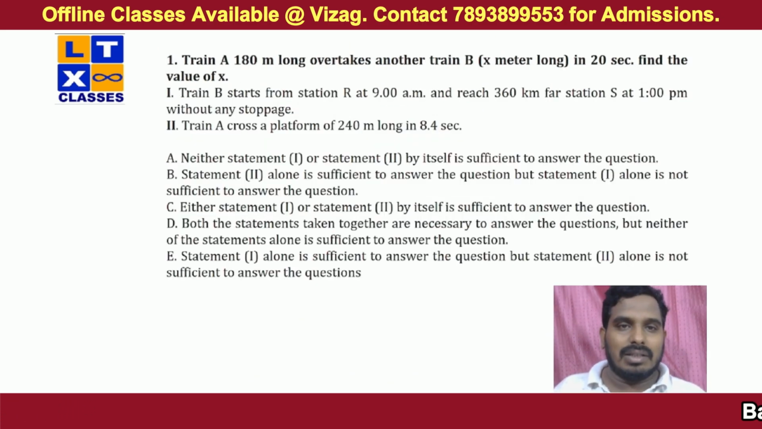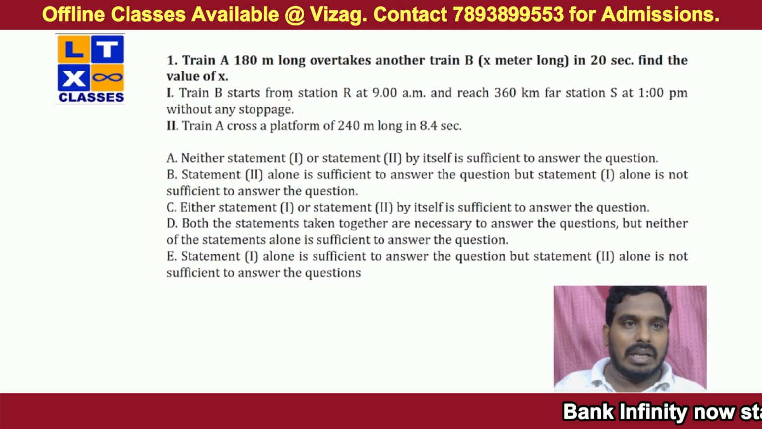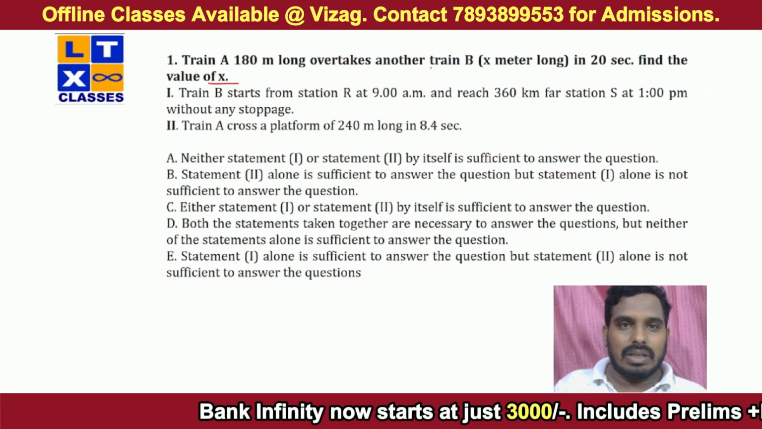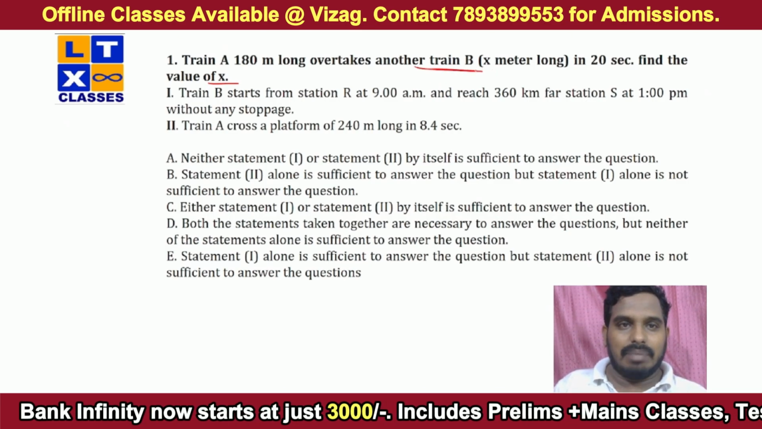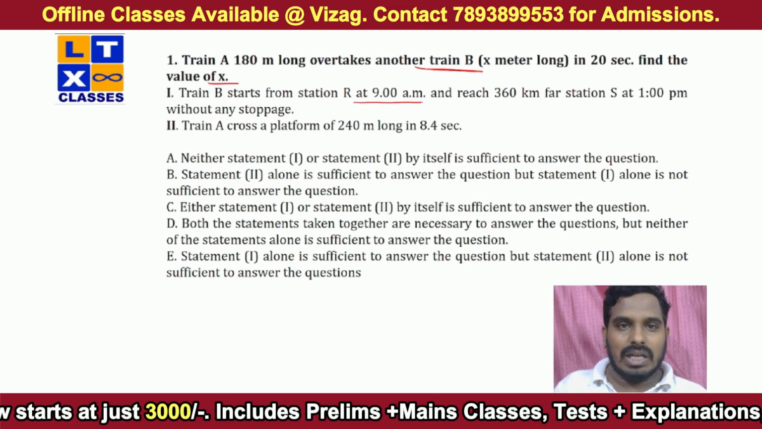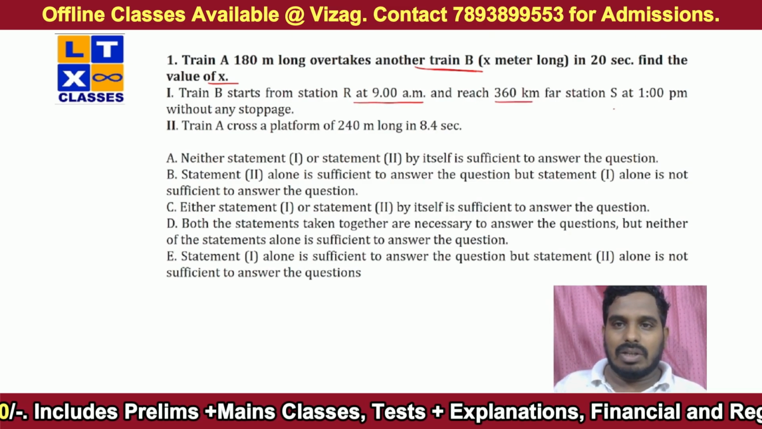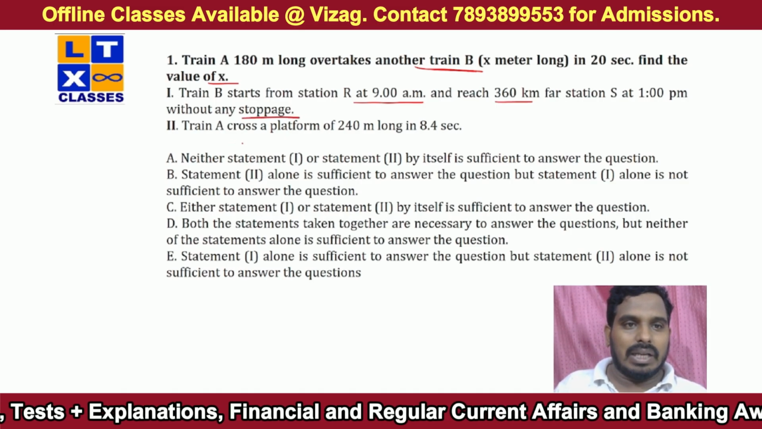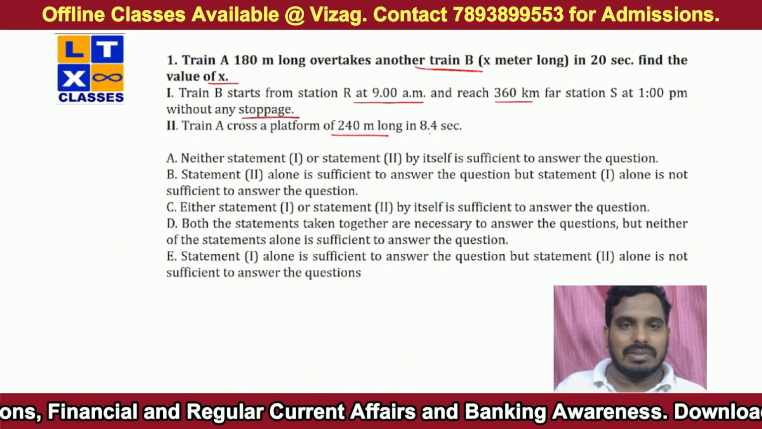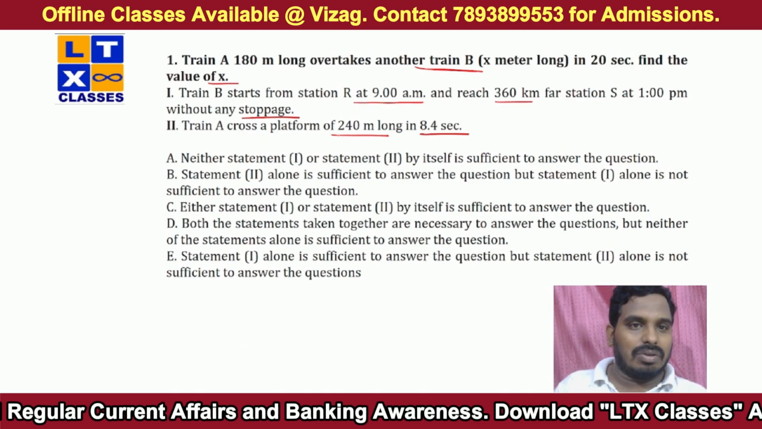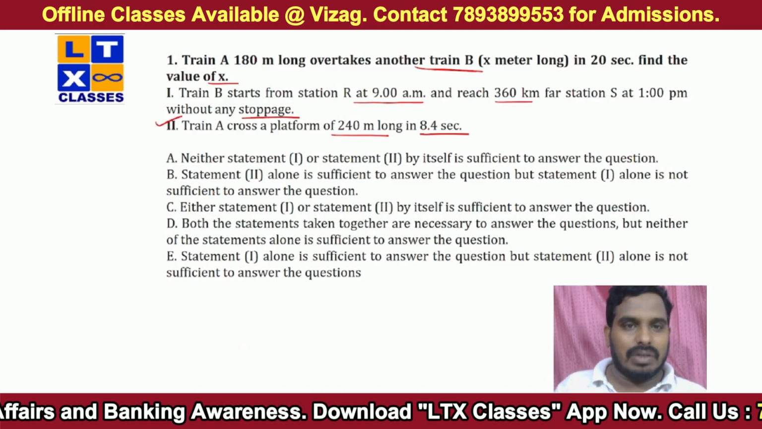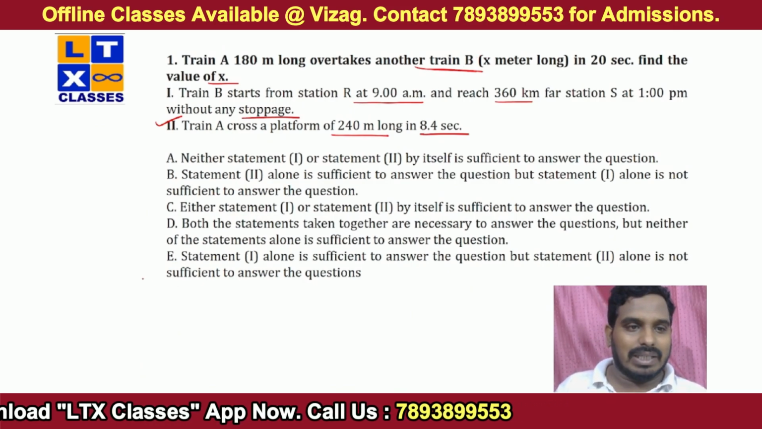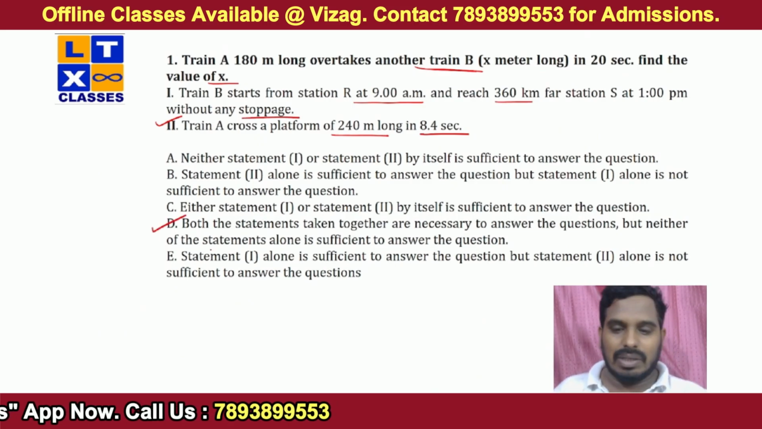Now moving on to the last set, that is data sufficiency. Now train A, 180 meters long, overtakes another train B in 20 seconds. So find the value of X. Okay, you're asked to calculate the length of train B, right? Now, train B starts from station R at 9 a.m. and reaches 360 kilometers without any stoppage. Okay, from this we can easily calculate the speed of train B. Now, train A crosses a platform of 240 meters long in 8.4 seconds. Okay, this will give me the speed of train A, right? So if I get both my values, it is easy for me to calculate the length of train B, which is x. So both the statements together are necessary to answer my question.